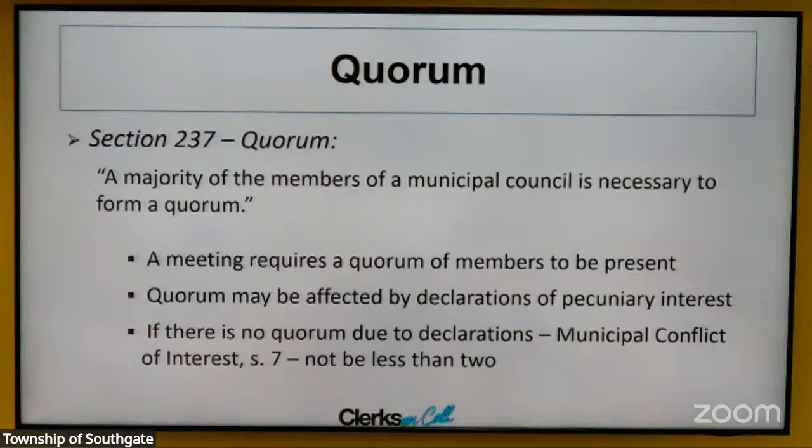And if there is no quorum due to declarations, then it's actually Section 7 of the Municipal Conflict of Interest Act that indicates there can be no less than 2 members. So all of your meetings require a quorum, and we're going to talk about quorum requirements for public meetings under the Planning Act specifically later on in the presentation.